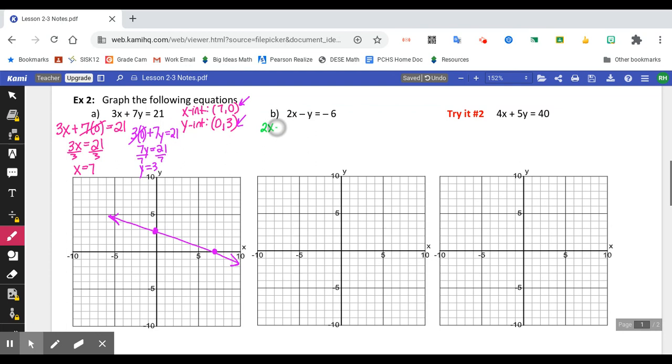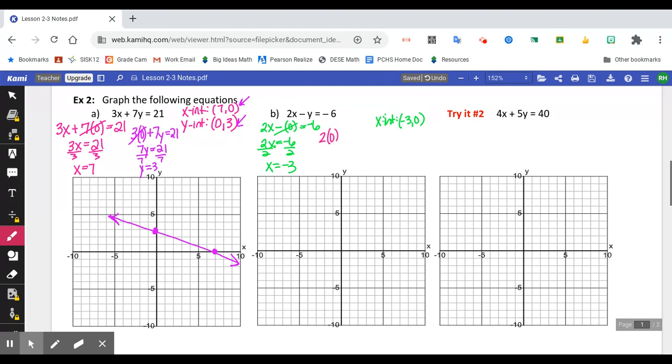2x minus 0 for the y equals negative 6. This is gone, so 2x equals negative 6. Divide by 2, x equals negative 3. So my x-intercept is negative 3, 0. Let's go to the next one.